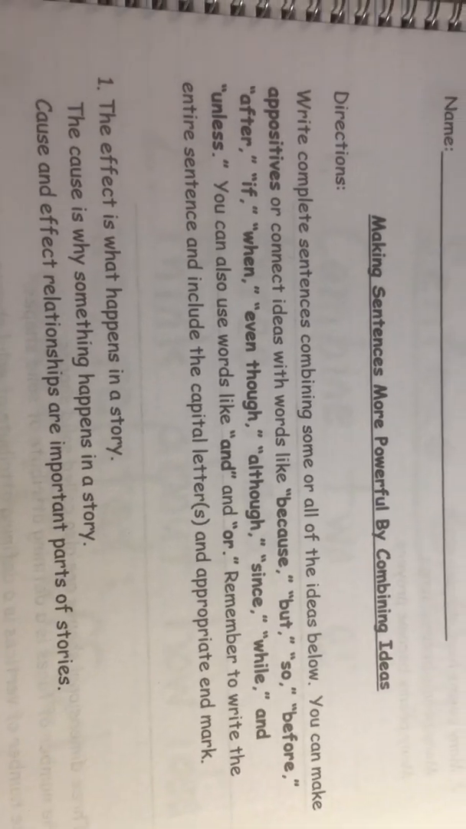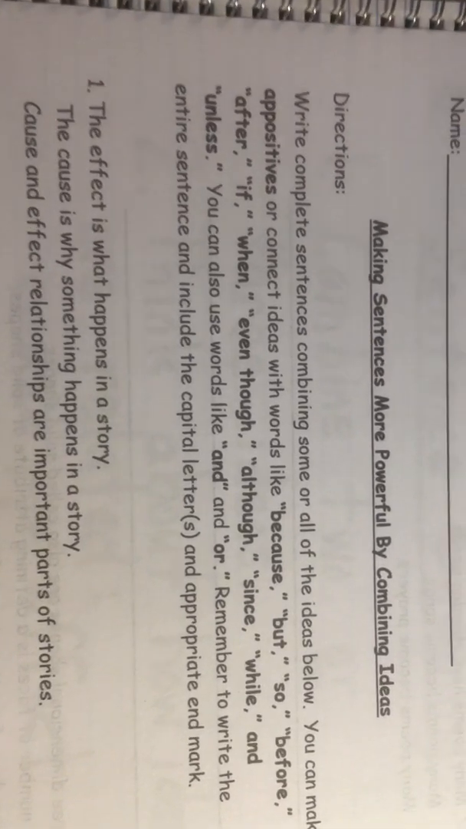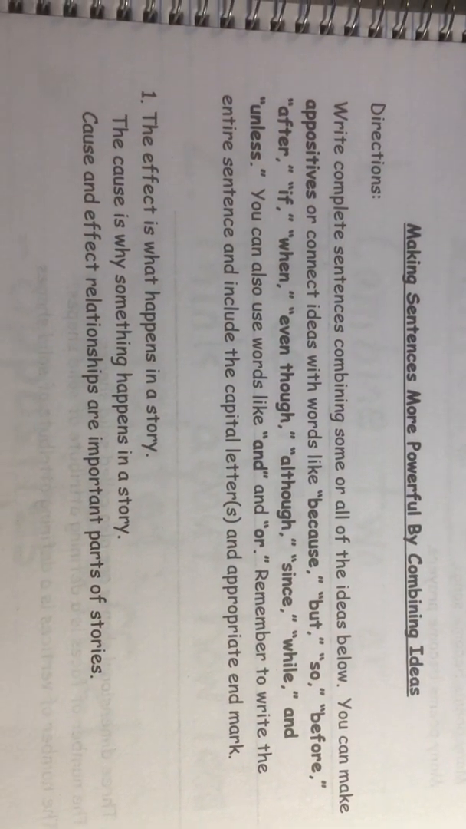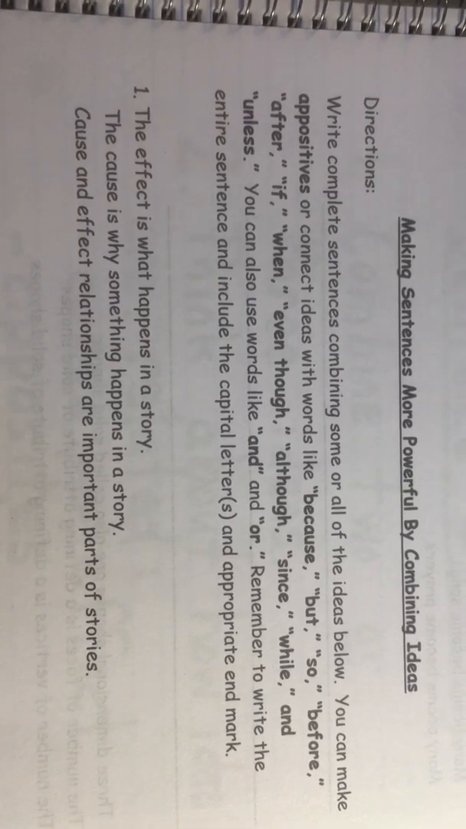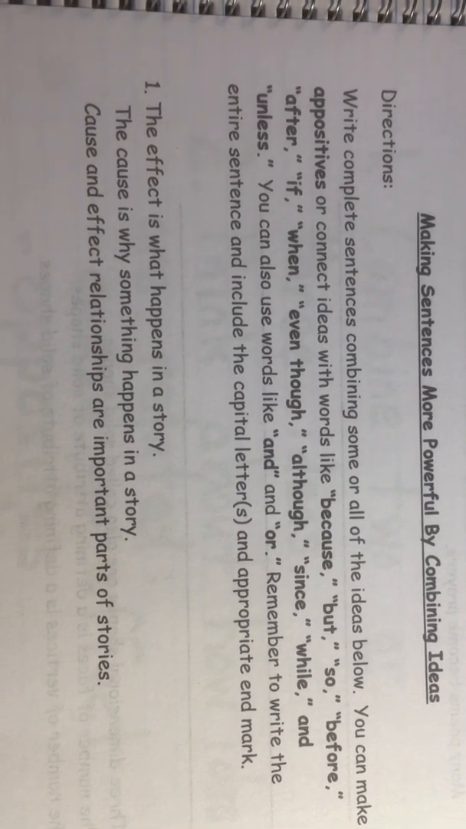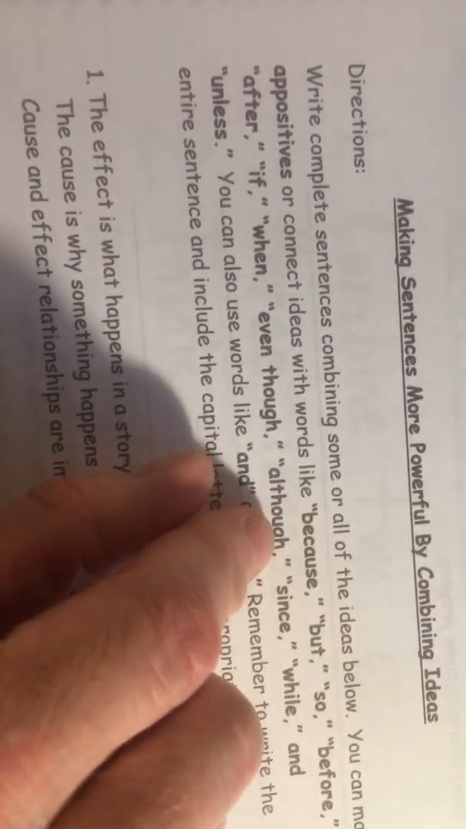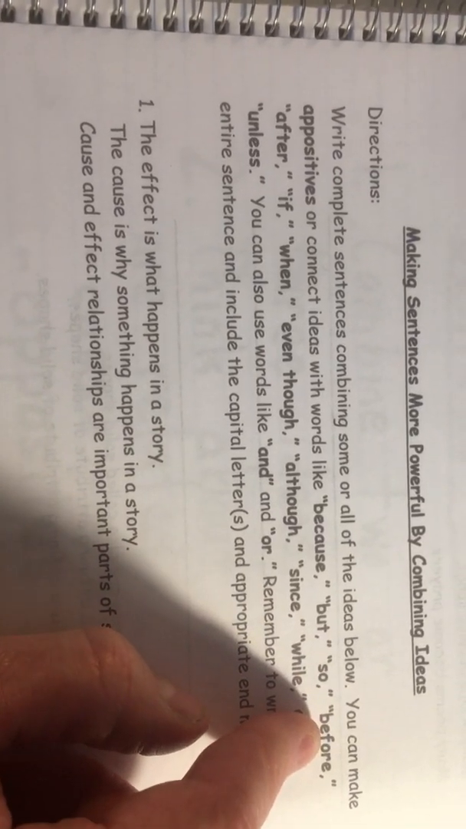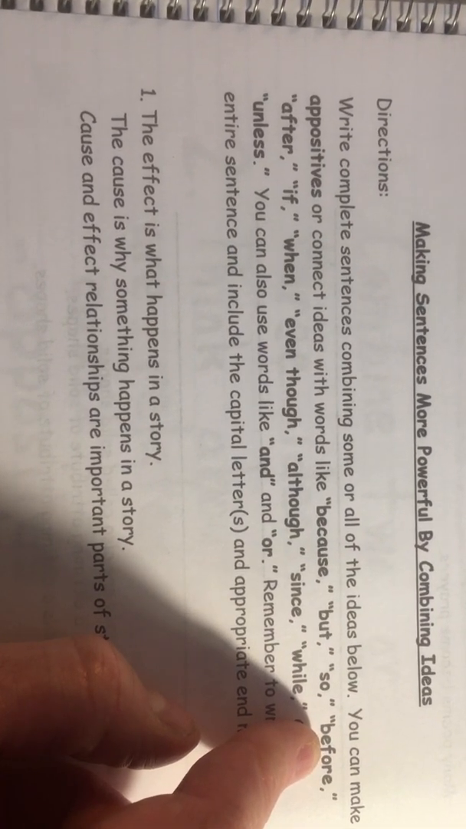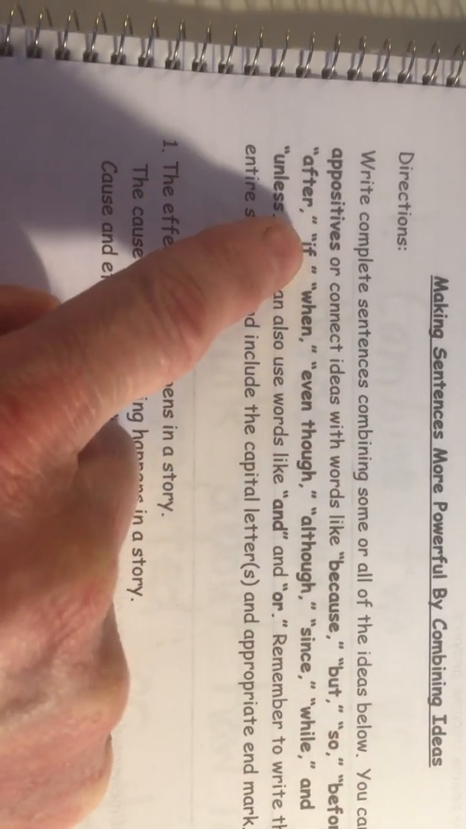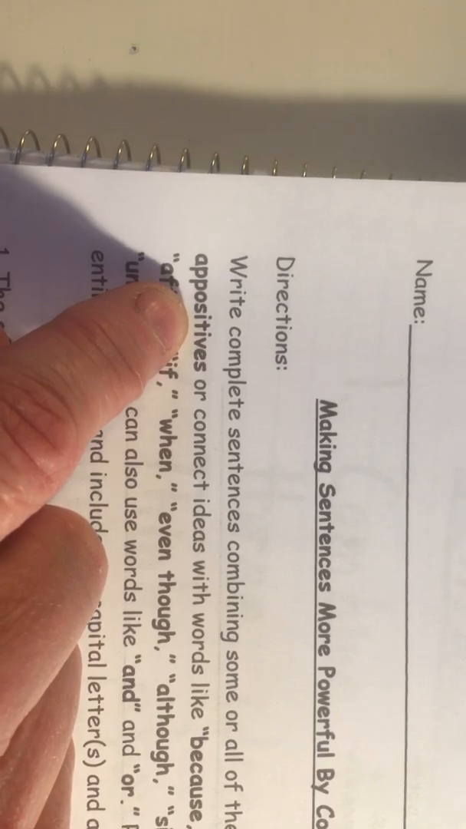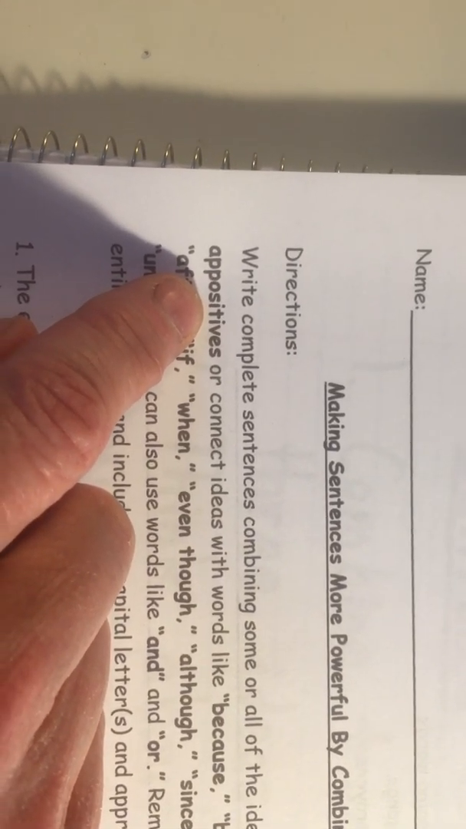So we've talked about strategies for making your sentences more powerful, like adding adjectives. And the last couple months we've been talking about adding keywords like because or but or so. We've also practiced adding fragments that begin with before, after, if, when, even though, although, since, while, and unless. And you also have practiced using appositives.